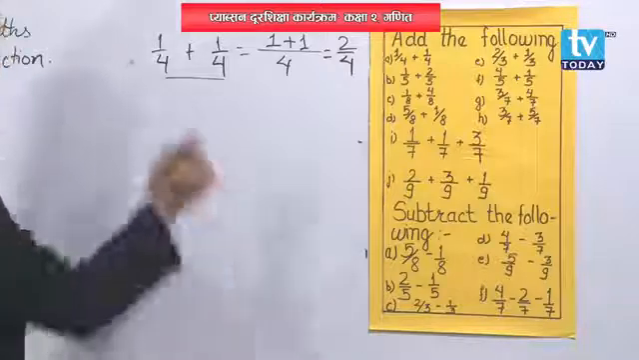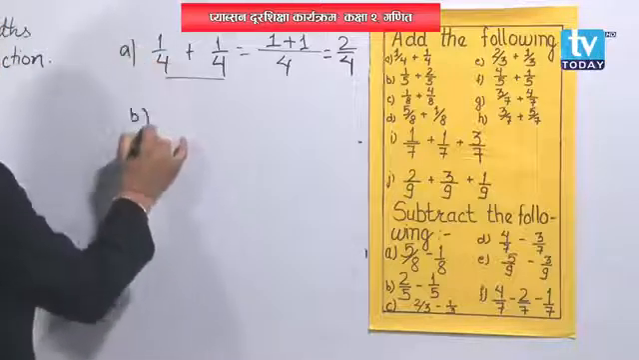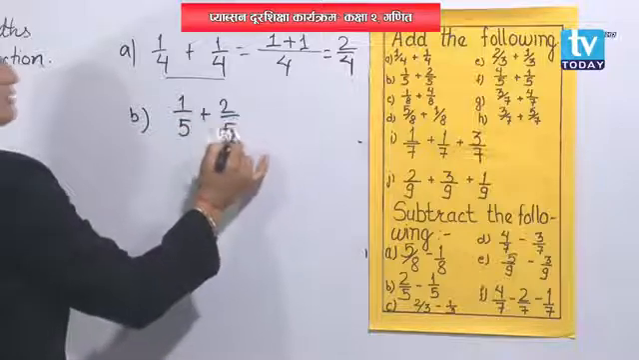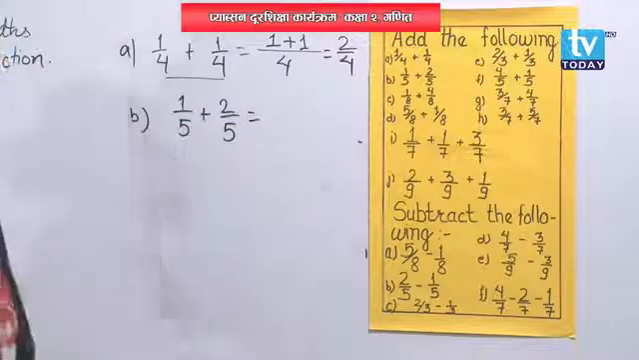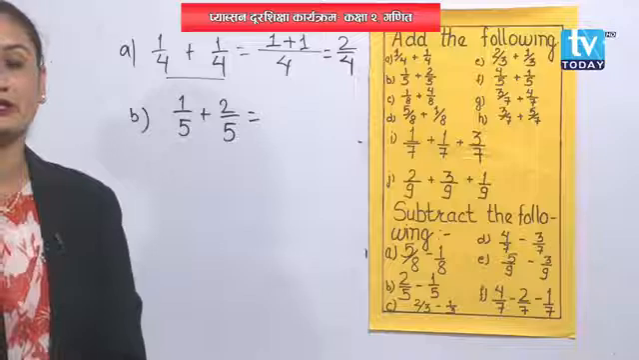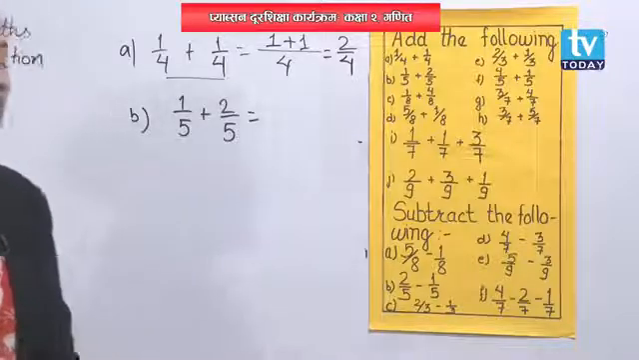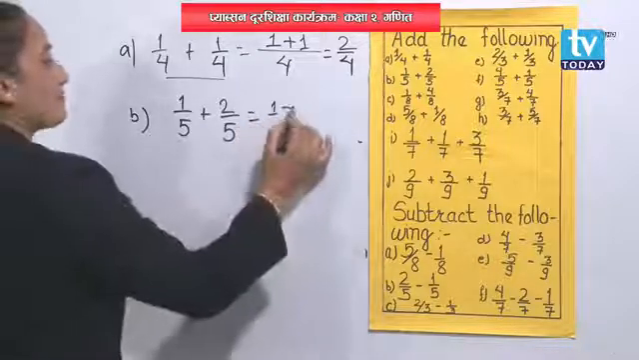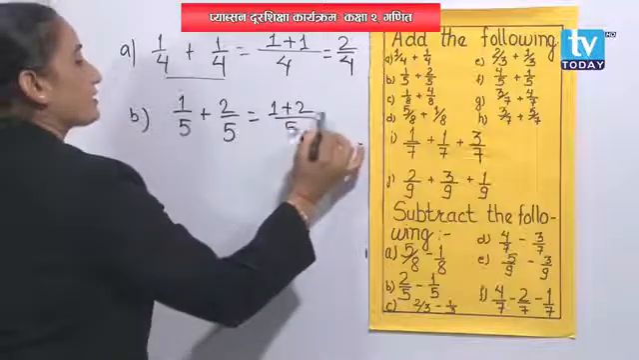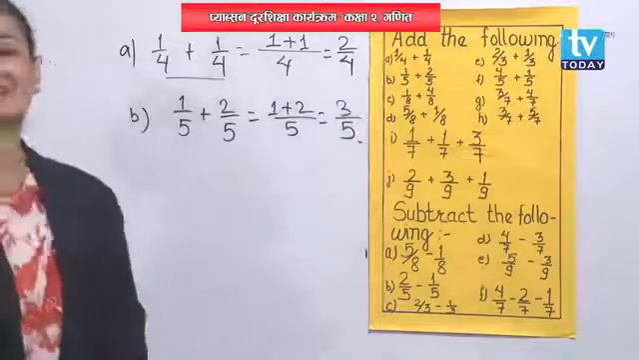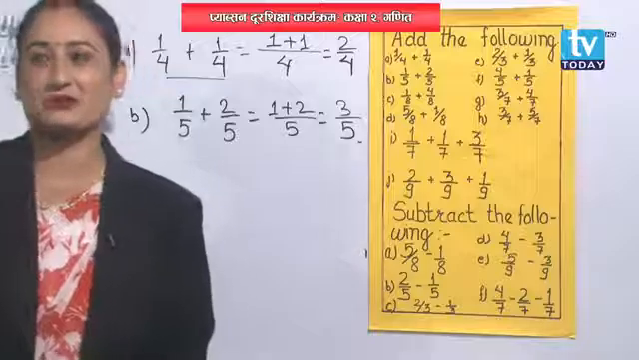Okay. Now B number, what is the question over there in B number? 1 by 5 when it is added with 2 by 5. Then students, tell me, 1 plus 2 is how much? It's 3. Can you rewrite it? 1 plus 2 by 5 equals 3 by 5. Obviously, right? You can write it like this way.